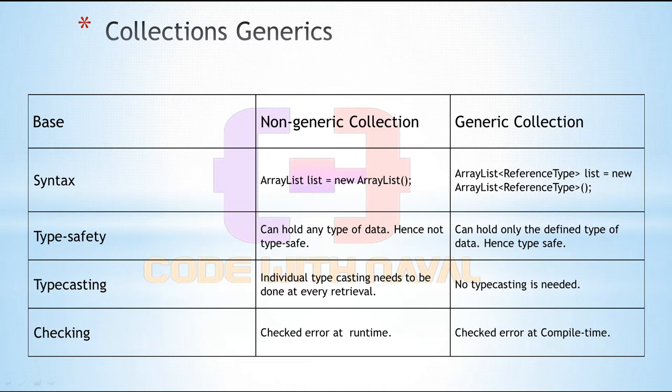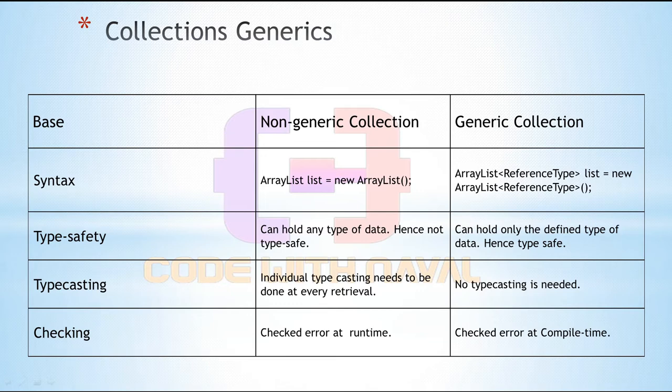A generic collection can check only at compile time. If you have a requirement to store a single type of data, then always go with the generic collection. If you want to store multiple types of data, then you can go with a non-generic collection.